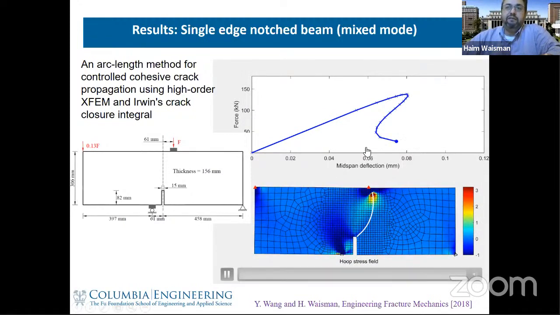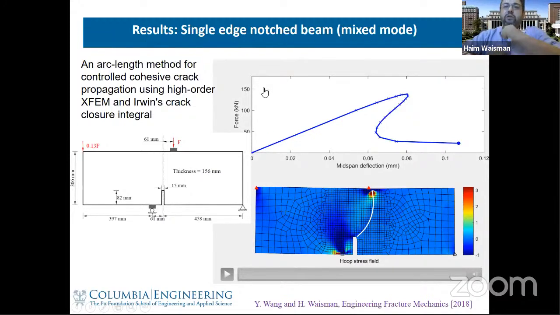And if one does not have an arc length method associated that helps solve this problem, what will happen is that once this point reaches a peak, it will just drop down to this point and will continue. So you will miss this entire snapback instability region. That's why you need the arc length method here.